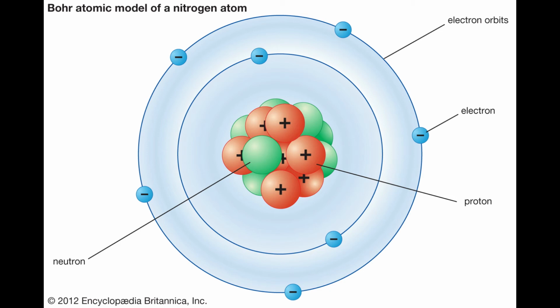Other than that, the Bohr and the Rutherford model aren't very much different. Both contain a conglomerate of protons and neutrons at the center, called the nucleus. And the protons balance out the negatively charged electrons because the protons are positively charged.